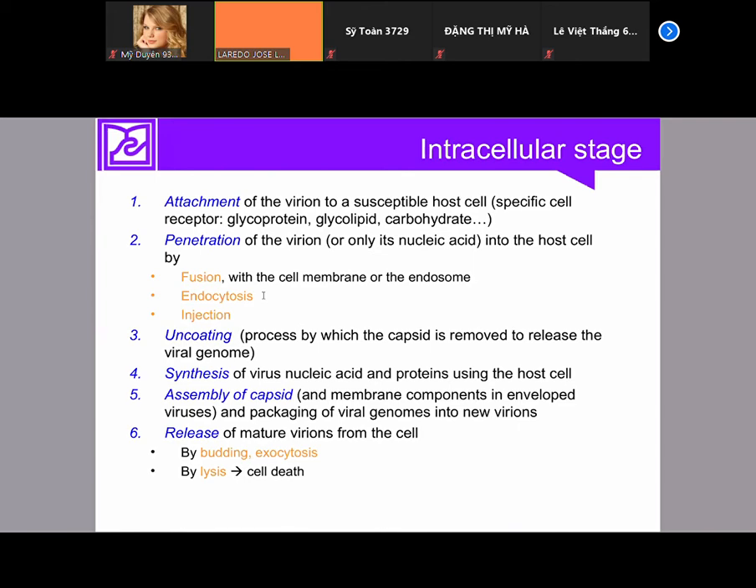So look, we are going to study in very simple words what happens when the virus infects the host cell. We have a video that you have watched already at your house. In this video, we are going to study the 6 steps of infection, from the first one, attachment, to the last one, the release.